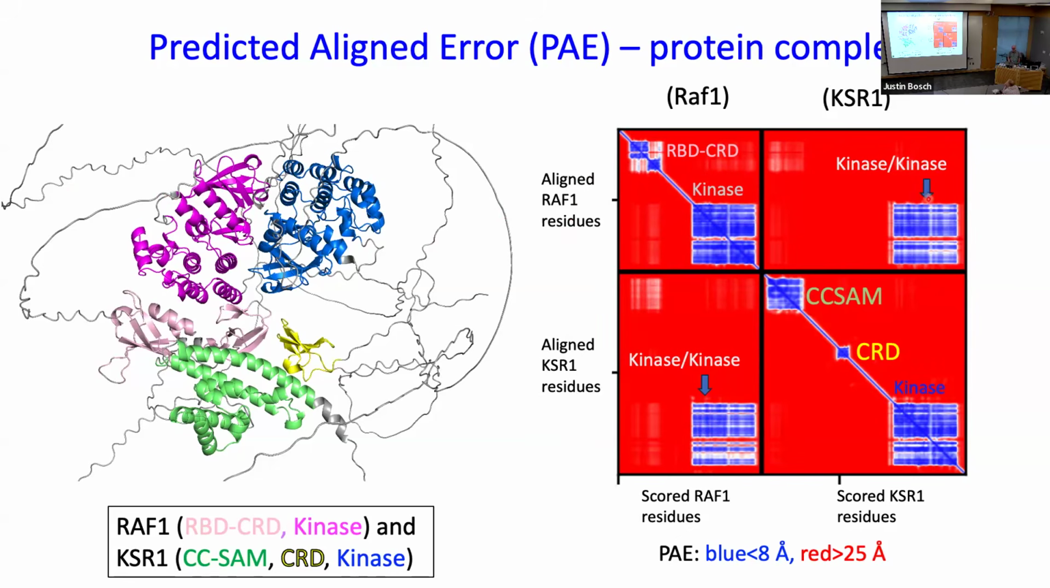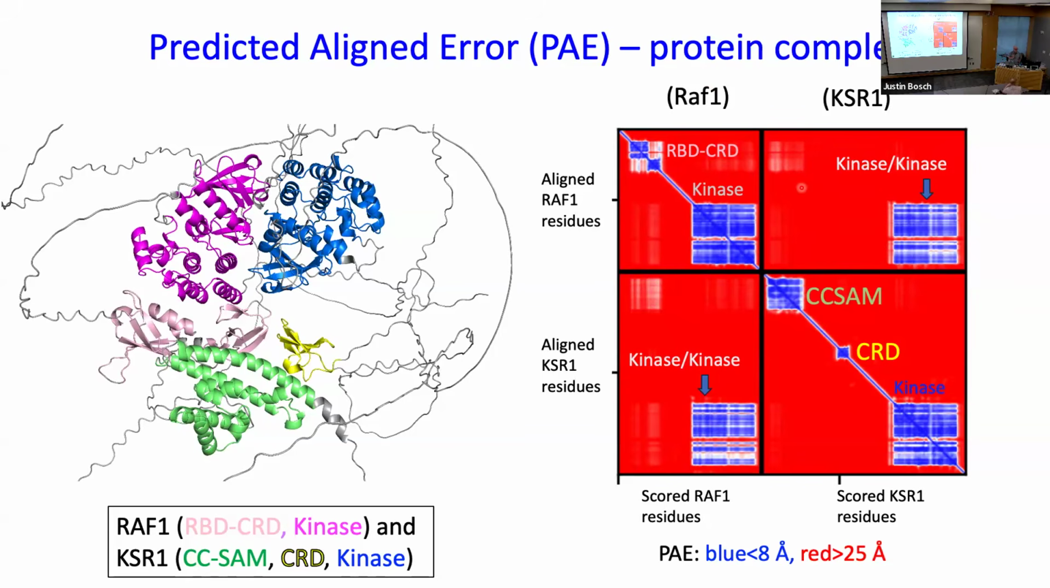If I align on RAF1 residues and score KSR1, the only part that's blue is the kinase domain. So the two proteins don't care about the CC-SAM CRD domain, all the disorder, or the RBD CRD domain. They are not part of the evolved interface, and they're not scored very well by AlphaFold. So you always want to look at the off-diagonal rectangles, lower left and upper right, to see if there's anything blue. If there's nothing blue, AlphaFold is not telling you anything about how your proteins interact. You need to see some blue in order to believe anything.